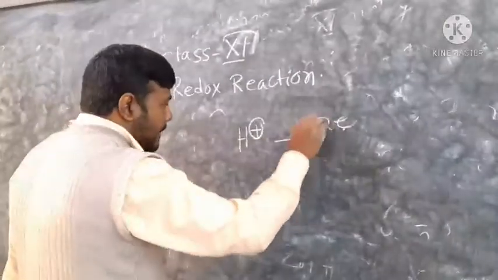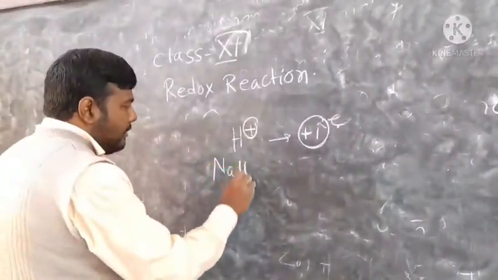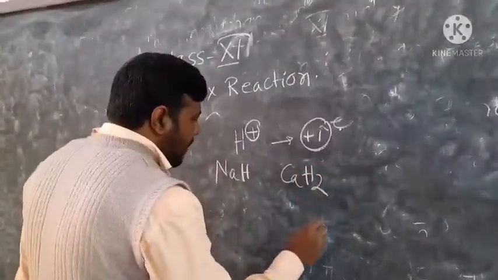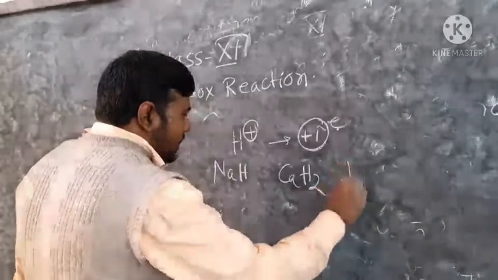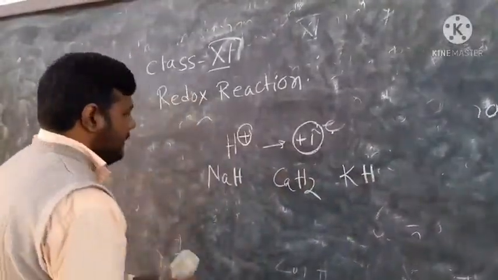Now, in any compound of hydrogen, the oxidation number of hydrogen will be +1. But except some metallic hydrides, like sodium hydride, where it will be -1, then calcium hydride, where it will be -1, and also potassium hydride. In this case, the hydride will have the -1 oxidation number.